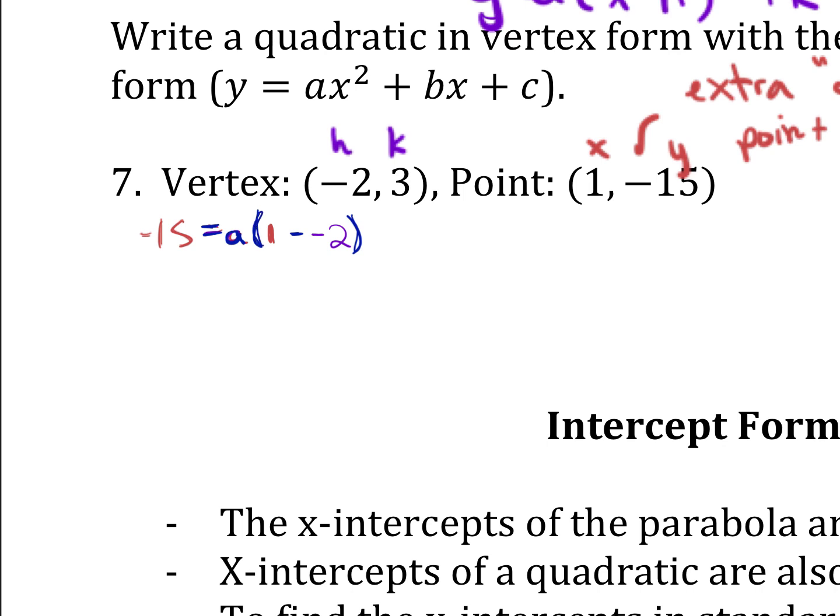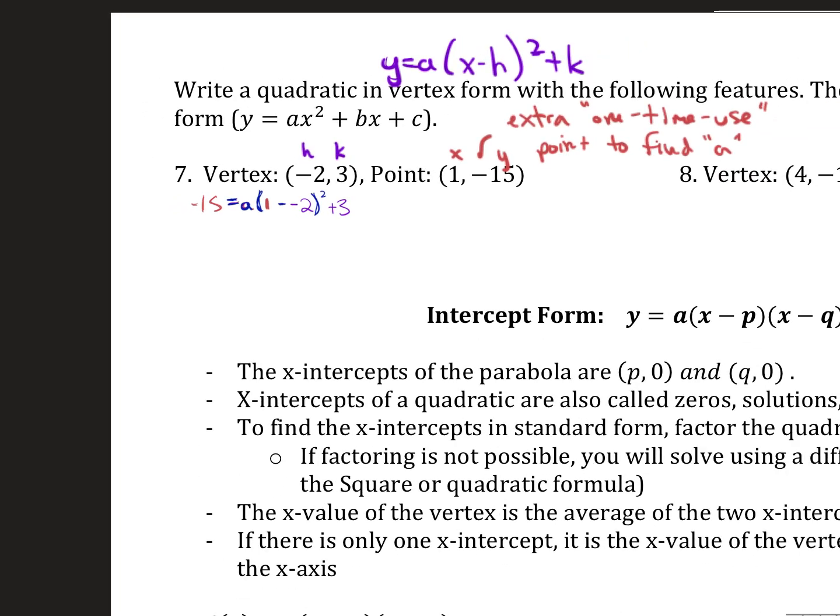And then we have the squared plus 3. Okay, that's everything plugged into vertex form. There are a couple of things that jump out at you right away, like minus negative is a plus. So I can come in here and really clean it up pretty quickly.